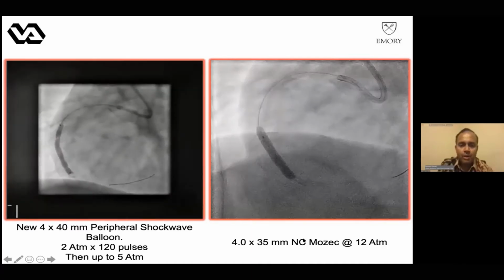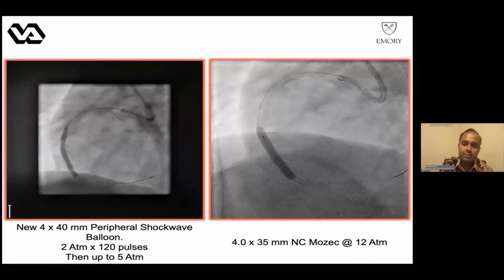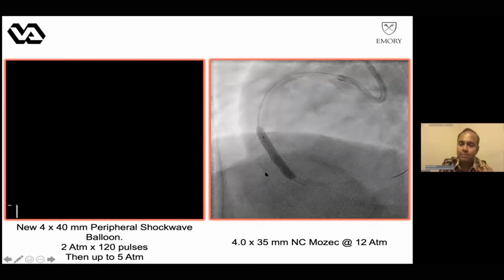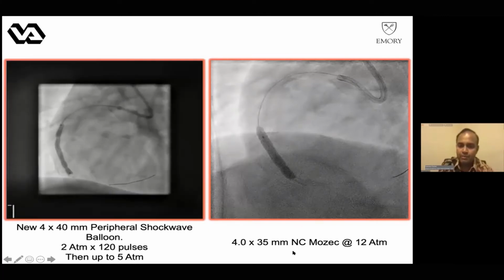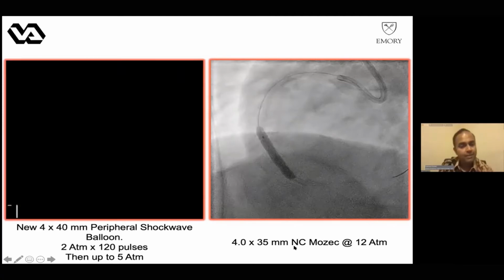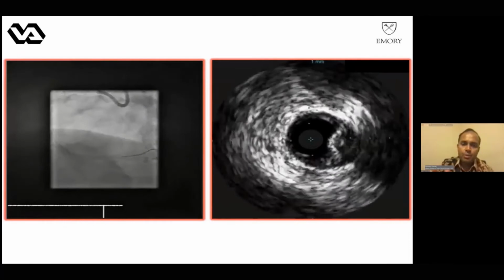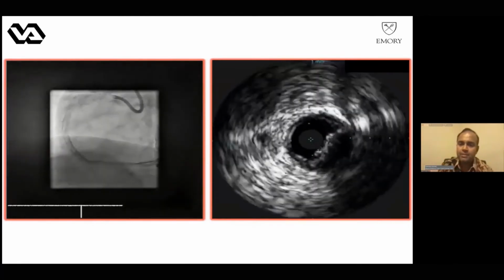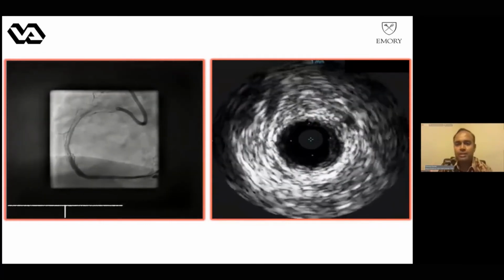At this point, as I said, we did 2 atmospheres, 120 pulses, up to 5 atmospheres. We were able to then expand a 4.0 by 35 NC mosaic at 12 atmospheres without a problem. So that balloon was able to fully expand, and you can see that, which we had never had till that point in time. So at this point, we decided to stop here, and this is an angiogram and intravascular ultrasound, and I will have Prof. Akiko comment on this as well.